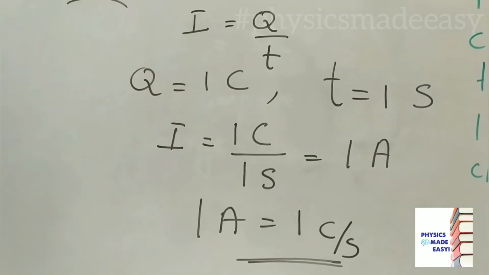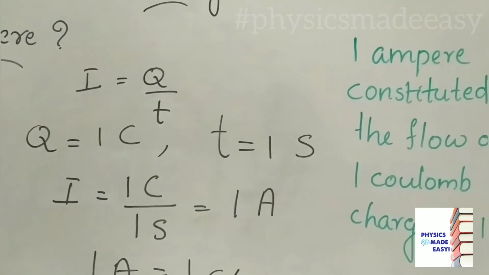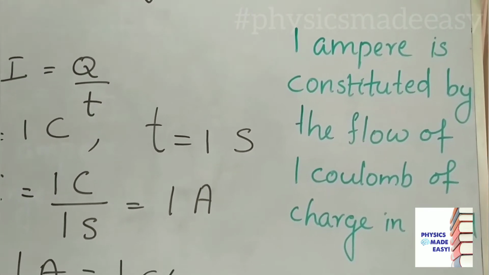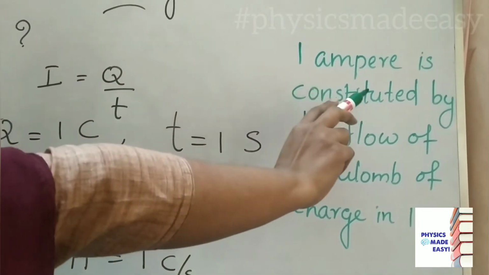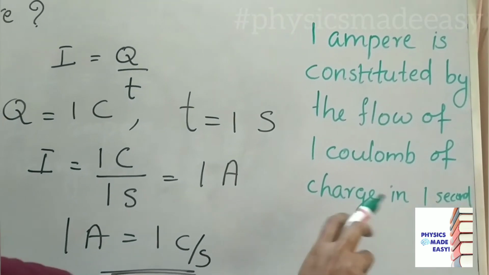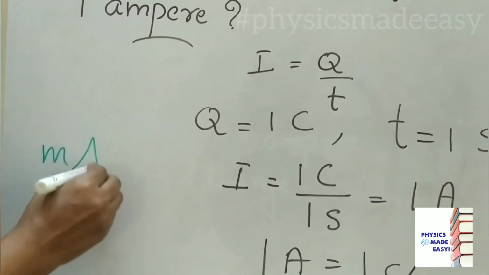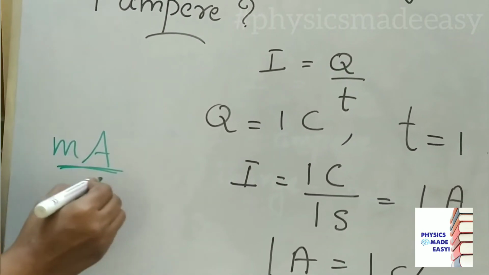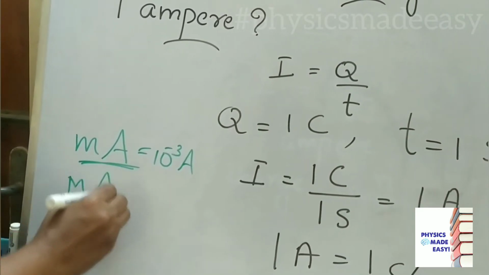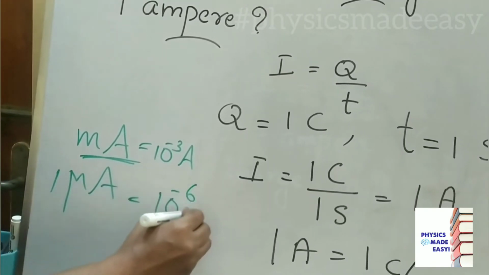From this we can define 1 ampere of current. If 1 coulomb of charge is passing through unit area in 1 second, we can say the amount of current is 1 ampere. 1 ampere is constituted by the flow of 1 coulomb of charge in 1 second. Smaller amounts of current can be expressed in other units. This is milliampere, that is equal to 10 raised to minus 3 ampere. Another one, microampere: 1 microampere is equal to 10 raised to minus 6 ampere.